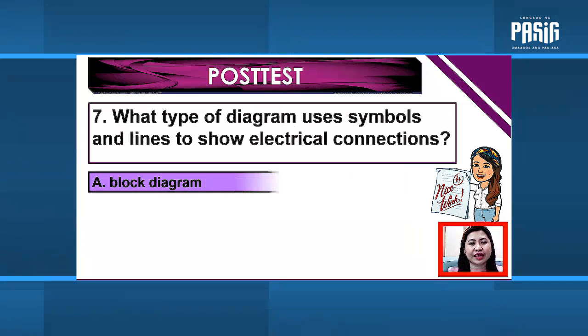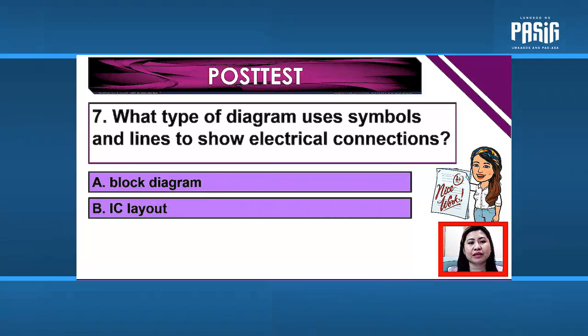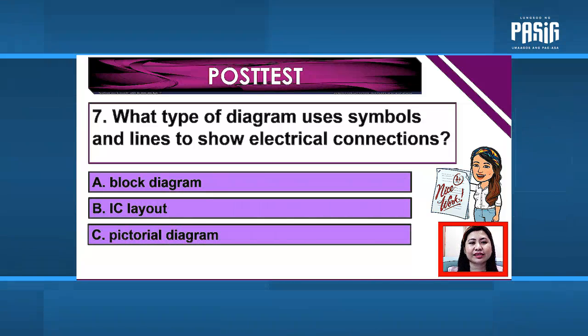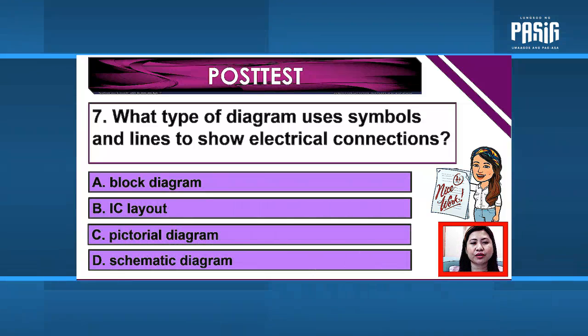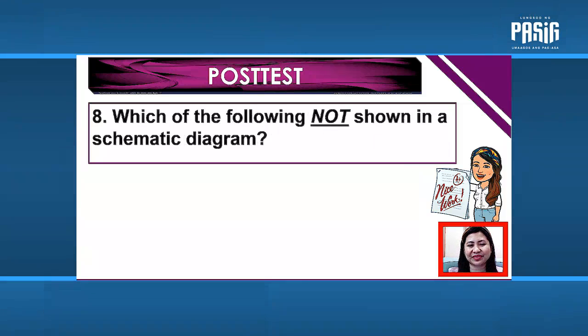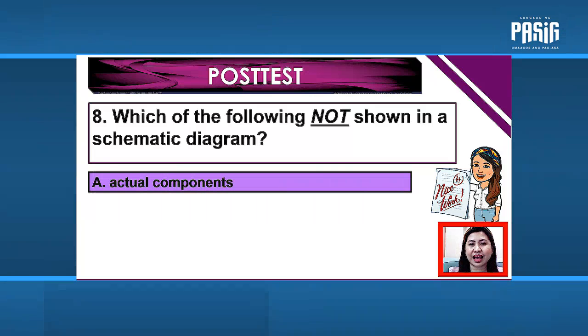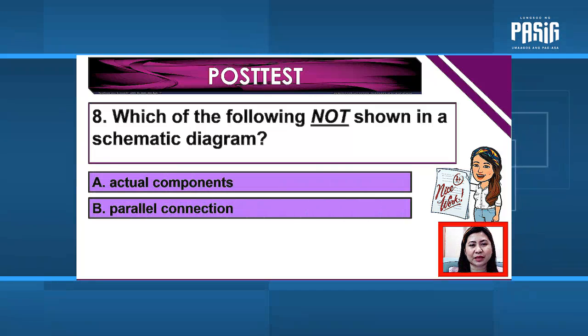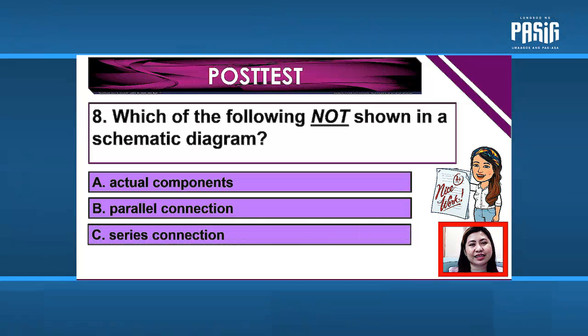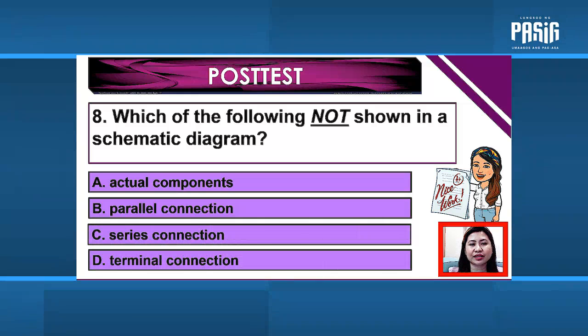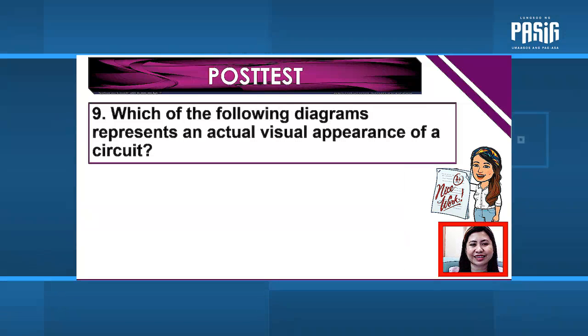For number 7, A. Block diagram. B. IC layout. C. Pictorial diagram. Or D. A schematic diagram. Number 8. Which of the following is not shown in a schematic diagram? A. Actual components. B. Parallel connection. C. Series connection. Or D. Terminal connection. 9. Which of the following diagrams represents an actual visual appearance of a circuit?